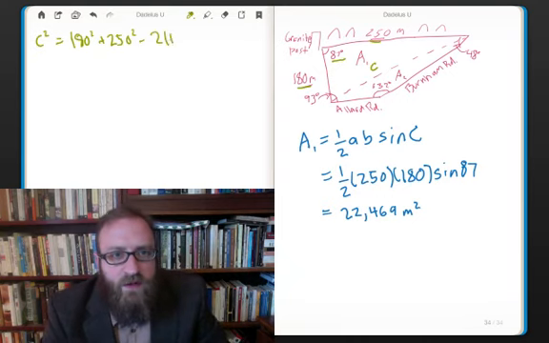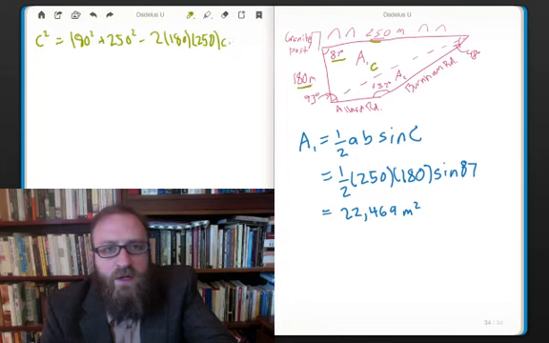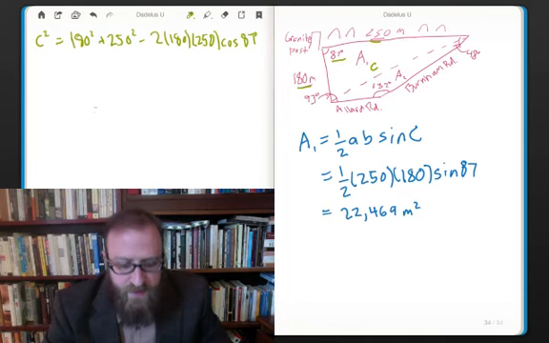The formula says c squared is 180 squared plus 250 squared minus 2 times 180 times 250 times the cosine now of that 87 degrees. And of course, make sure you are in degrees for this question. And you can plug this into your calculator. C squared comes out to 90,190.